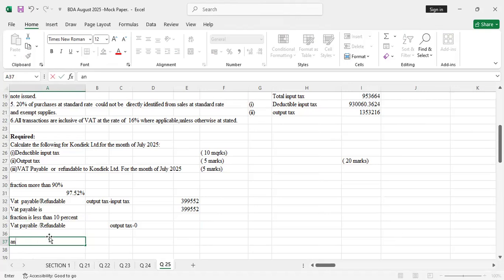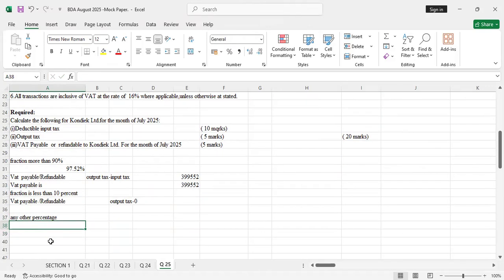So any other percentage. That means you have taken variable supplies divided by total supplies, and the percentage you are getting is 89, because 89 is below 90. So it's not more than 90 and it's not less than 10%. So it is in the middle, maybe a figure like 78 or 89. What will you do with any other percentage to calculate VAT payable or refundable?